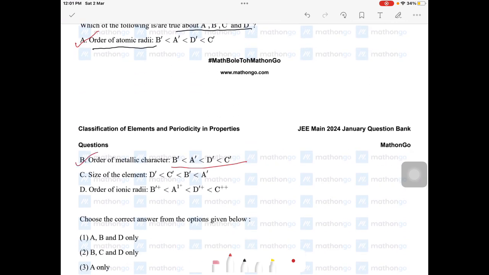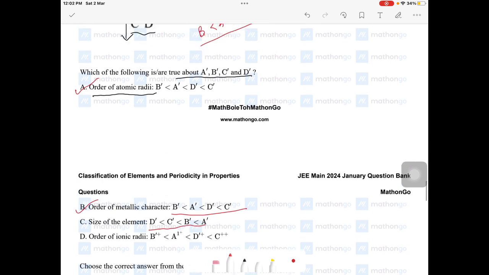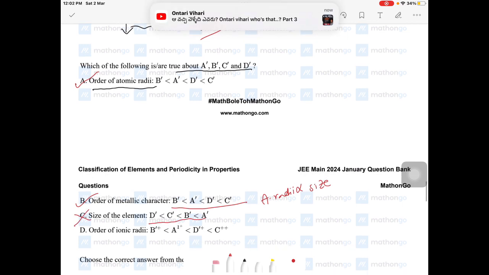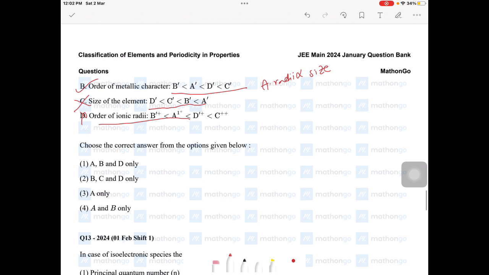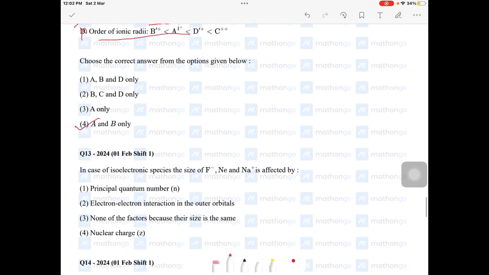B. Size of the elements. Atomic radius is directly proportional to size. Here they have given a different order, that's why C is wrong. Order of ionic radii is also wrong. So only A and B are correct.